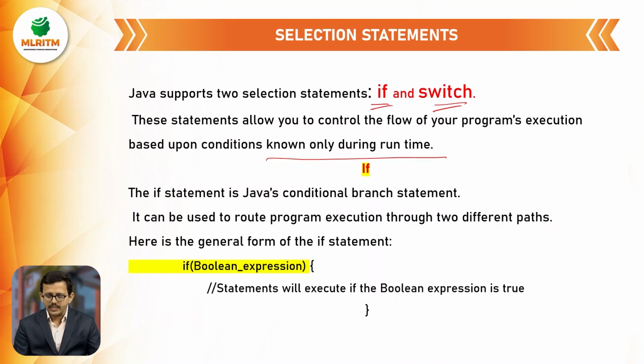Now, the if statement is Java's conditional branch statement. It can be used to route program execution through two different paths. For example, let us say we are flipping a coin. What are the possible outcomes? It is only either heads or tails, but not both. In such conditions, we use the if statement. If Boolean expression: what will be the output of a Boolean expression? Either true or false. So in the if case, if the Boolean expression is true, the statement is going to be executed. Otherwise, not. Let us see that with an example.